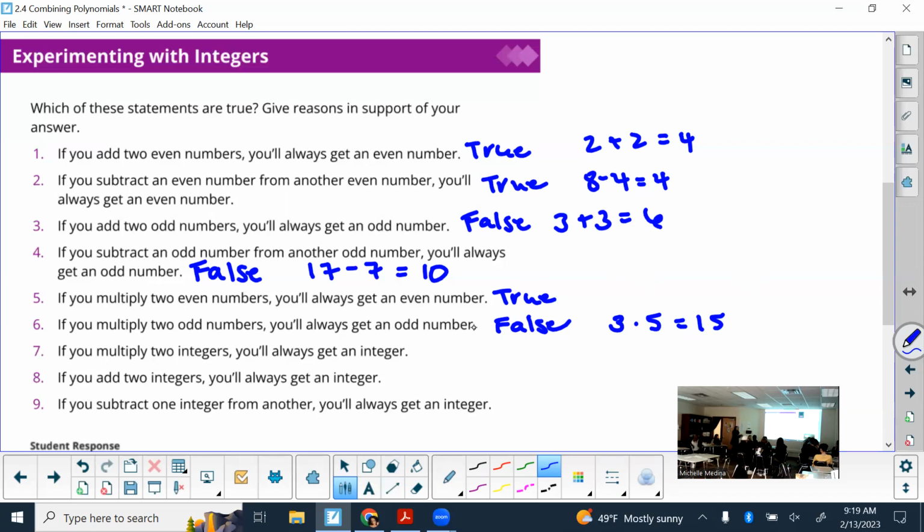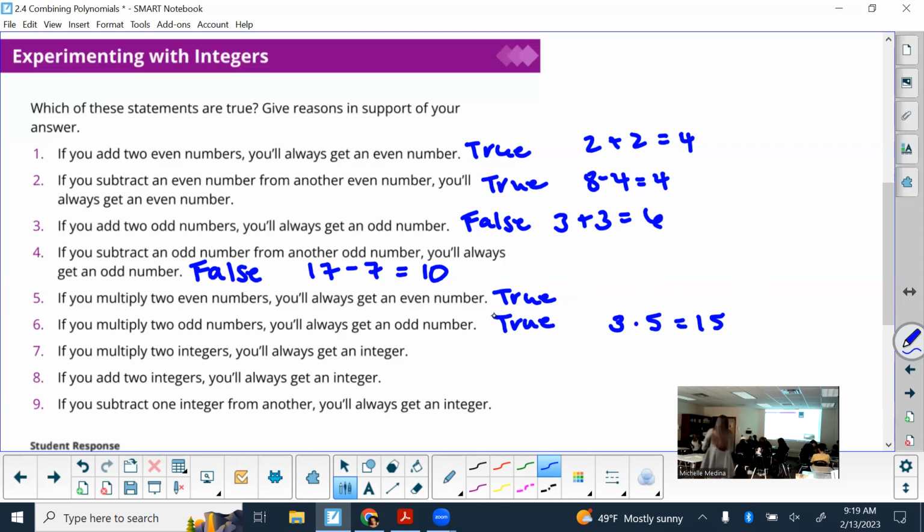Does anyone have one where we get an even number as an answer? So then do we want to change this to true? Okay, so no one can think of one where it says otherwise. So if you multiply 2 odd numbers, we'll always get an odd number according to us trying and not being able to find one.